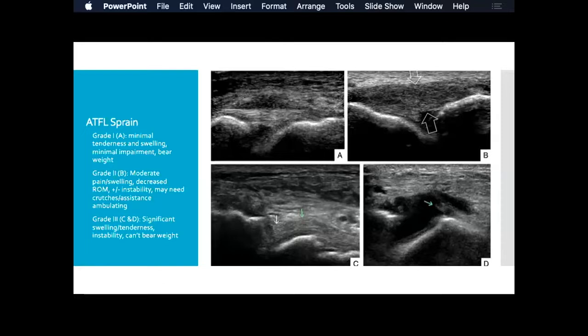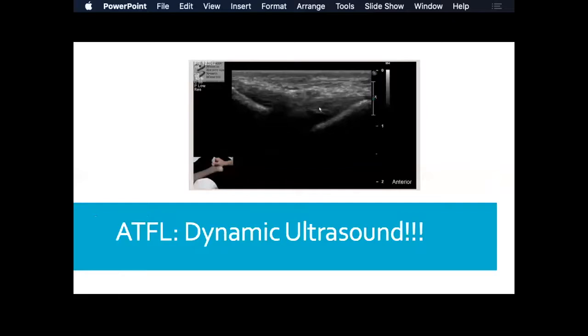Grade 3, images C and D, significant swelling, tenderness. They're unstable and really can't bear weight. And images C and D show that. C, I think, is a little bit harder to read, but D, you can see both ends of that torn ligament and a whole bunch of fluid in between. Excellent. So once again, this is dynamic ultrasound.